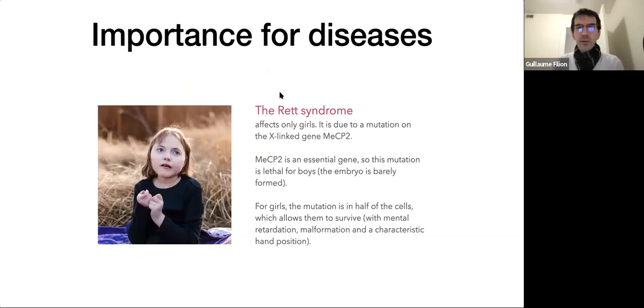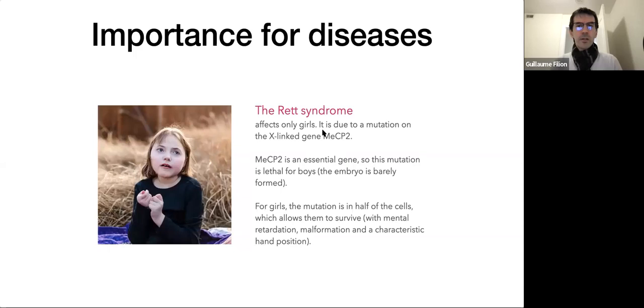So this kind of inactivation process is really important to understand diseases. One example is Rett syndrome. It affects only girls, and it is due to a mutation on the X-linked gene called MECP2. MECP2 is an essential gene, so the mutation is lethal for boys. Imagine, they have only one X chromosome, and that gene is affected, so they can't even live. The embryo is barely formed. So usually people don't even notice that they're pregnant when that happens. Boys cannot be born with that mutation.